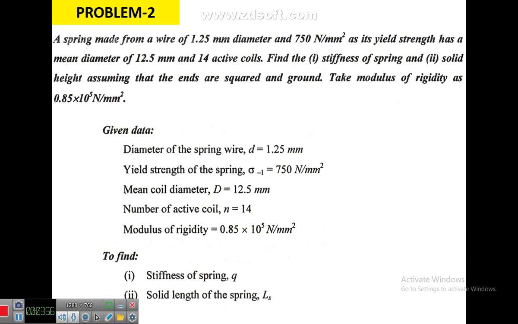And coming to the second problem, they have given diameter of the wire d equal to 1.25 mm, and the yield strength as 750 N/mm², and mean coil diameter as 12.5 mm, and number of active coils is 14, and modulus of rigidity as 0.85 × 10^5 N/mm². Here they are asking the stiffness of the spring and solid length, that is the Ls of the spring.